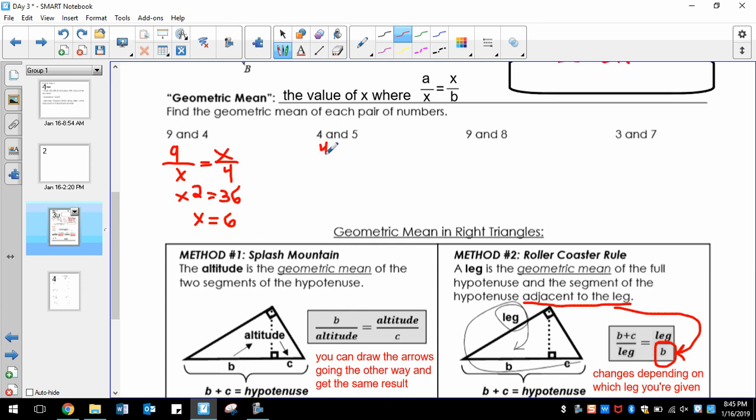So let's say we were doing 4 and 5. So again, you put the 4 over x equals x over 5. You're going to cross multiply. X squared is equal to 20 this time. So 20 is not a perfect square. So when you take the square root, you're going to get the square root of 20.